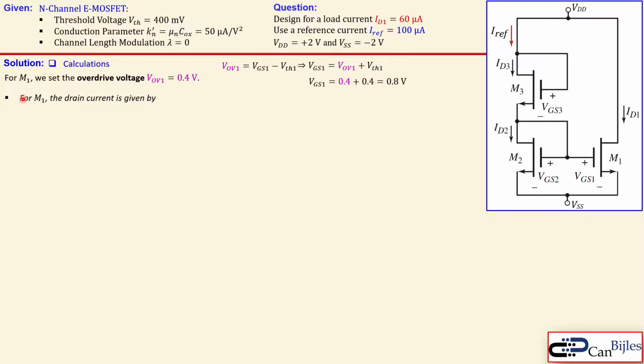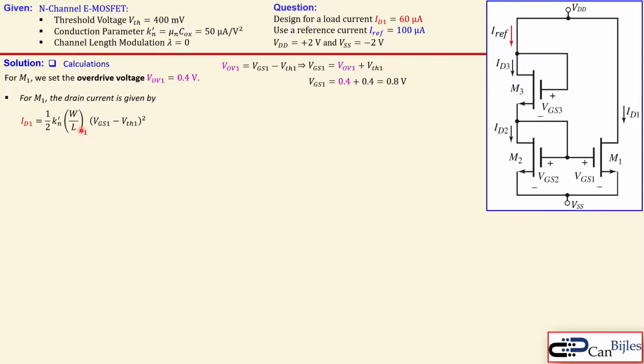Now for M1, the drain current is given by this formula. We know this. By the way, we call this half the small K_n prime and the W over L of 1. This complete part here, we call capital K_n, which is the conduction parameter also. But in this case, we have that in more detail. Why? Because we need to also determine the ratios of the W and L. So the W over L for each transistor must be determined.